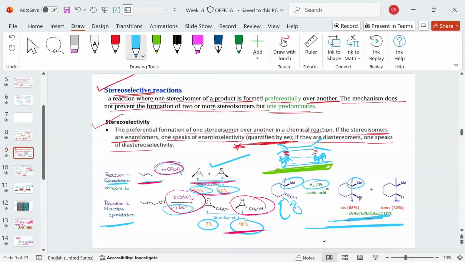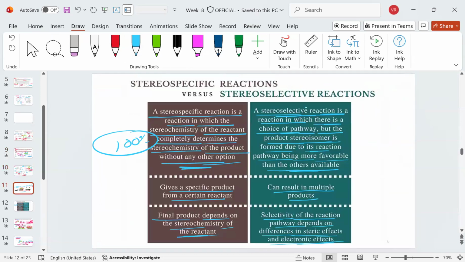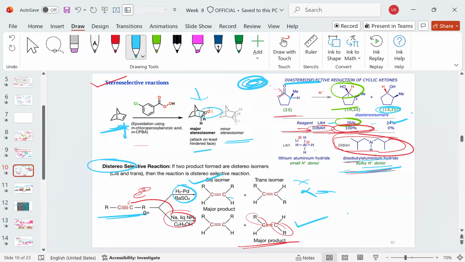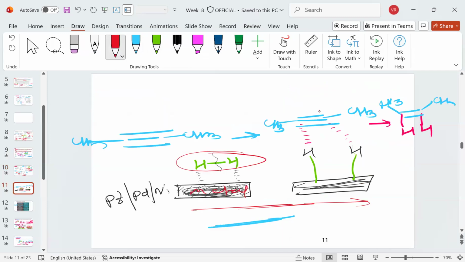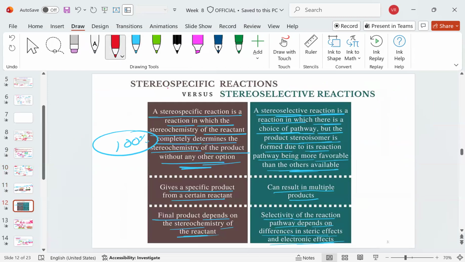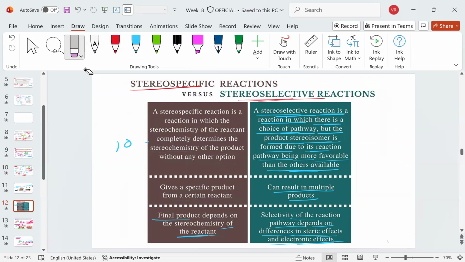When there is no other chiral center present, then it can be an enantioselective reaction. If the formed products are enantiomers of each other, then we call the reaction an enantioselective reaction. And further, we have seen the difference between a stereoselective reaction and a stereospecific reaction. In a stereospecific reaction, as we have already seen, we get only one product, the specific product.